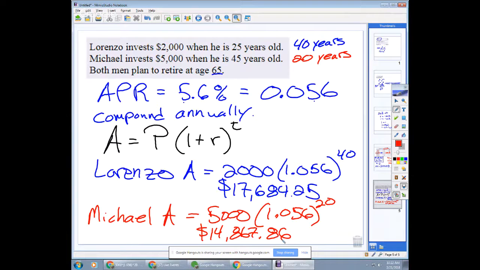$14,867.86. So even though we put more than twice as much, the more time that Lorenzo had it in there was more beneficial. Again, because the interest is collecting interest. So every year you get a little extra money, and that's going to collect extra money too. And that just keeps happening. That's why it's called compounding. They build on each other. So it's better off to put your money in as early as possible, because then time does the work for you.